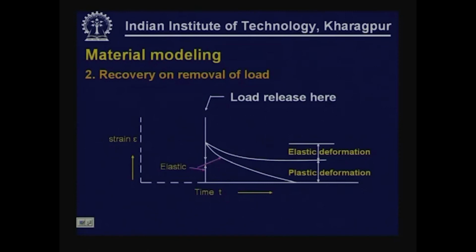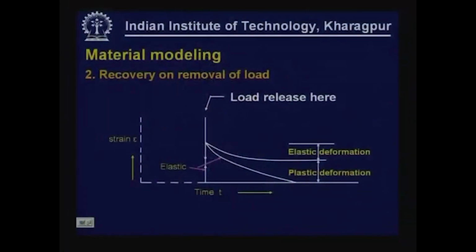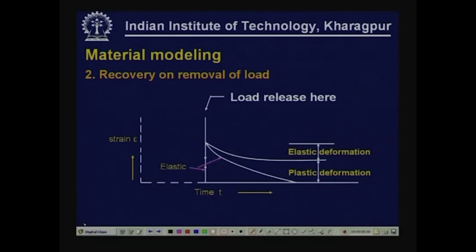The second characteristic that we consider for selecting an appropriate material model is the response of the material on removal of a load, or rather the recovery of the material on removal of load. As you can see from this diagram, for example, if the material is stressed, the corresponding strain is, let us say, epsilon. On removal, the material may instantaneously recover as shown by this, and it may recover completely; it is an elastic material.